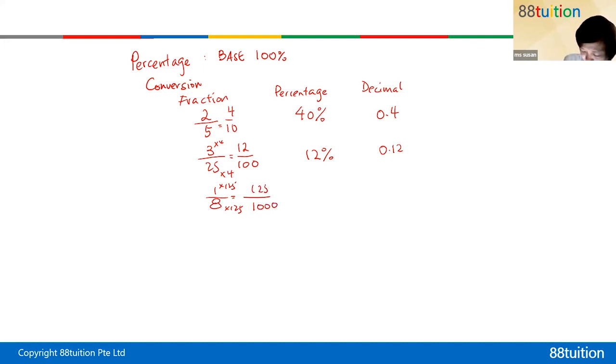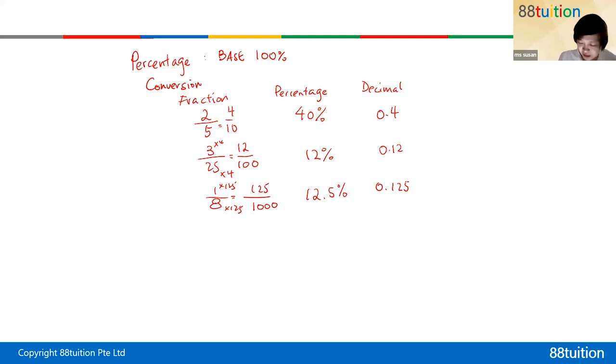Then the numerator is 125. So then how do you change it to a percentage? Can you see? This one will become 12.5%. How? Because you are dividing by 1,000, then you must change it to 100, right? So if you change it to 100, you divide by 10. So you get down to 12.5 for this. Then how about the decimal? Then it will be 0.125.